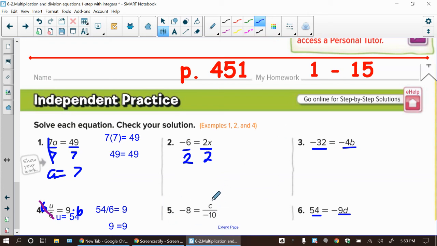Number 5, even though c is on the right side, I want to get rid of this negative 10 that is with it. So I'm going to multiply both sides by a negative 10. It does not matter what side the variable is on. Whatever number is with that variable on that side is what you're trying to cancel out. Okay? Make sure you show your work, check your work, and then if you did this in your textbook, make sure you are submitting a very visually clear picture of your work, even if you have to do it in 4 different pictures. We want to be able to see how you are doing on this.